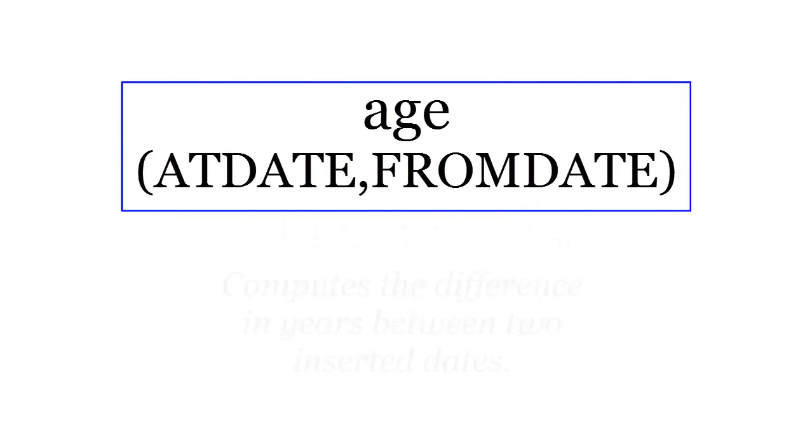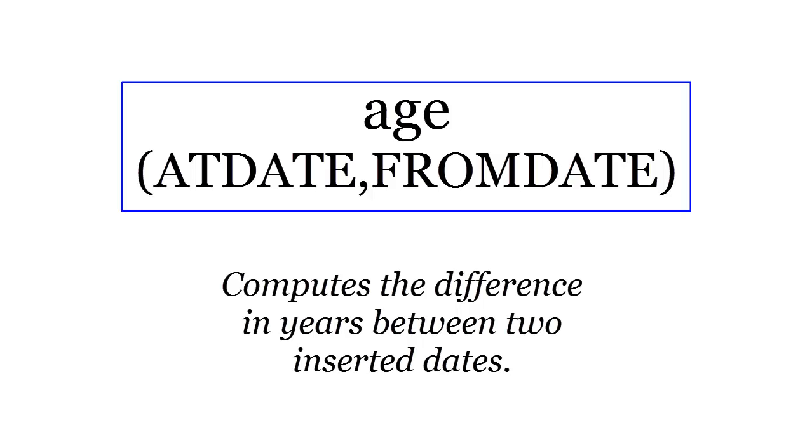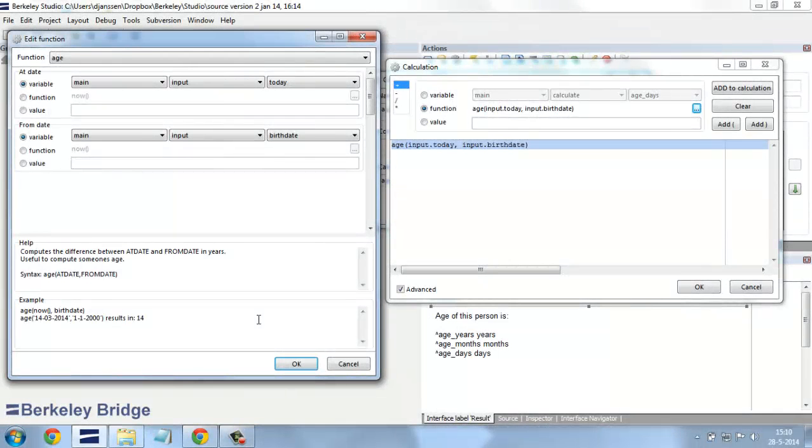Next up is the function age. This function computes the difference in years between 2 inserted dates. Therefore, it is often used to calculate a person's age. To quickly illustrate, let's take a look at the publisher model used in the Advanced Source tutorial. In this model, I made a calculation that uses the age function.